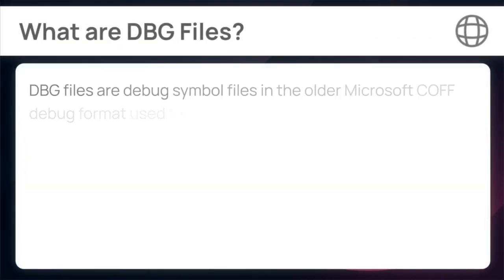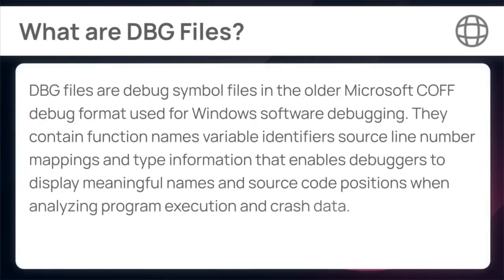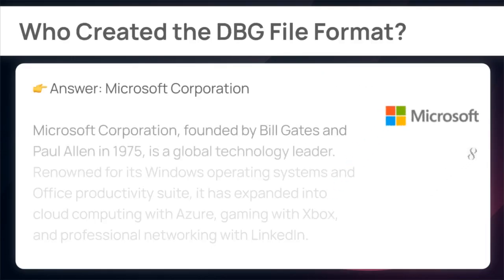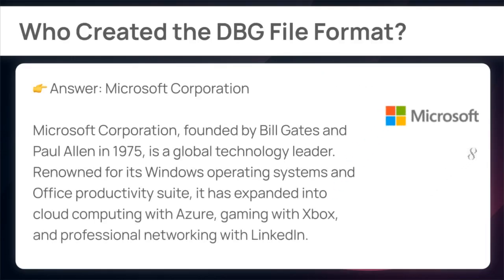DBG files are debug symbol files in the older Microsoft COFF debug format used for Windows software debugging. They contain function names, variable identifiers, source line number mappings, and type information that enables debuggers to display meaningful names and source code positions when analyzing program execution and crash data.